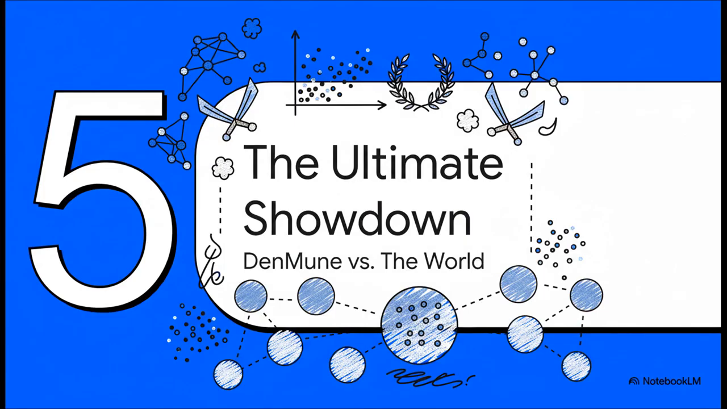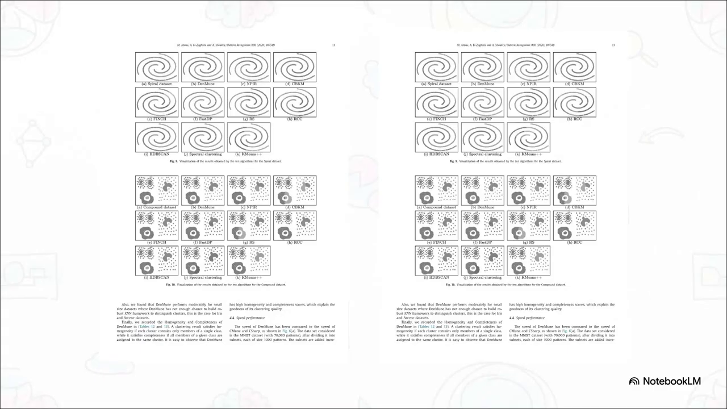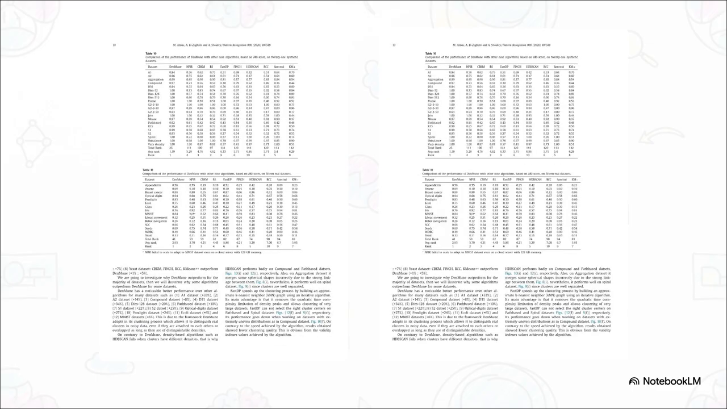So that's the elegant theory behind it. But does it actually work in the real world? Well, let's find out. Let's put DenMune in a head-to-head showdown against 9 other algorithms on some famously difficult datasets. Remember that spiral puzzle from the beginning? Okay, on the left, you see k-means plus plus just completely failing to see the pattern. But look on the right. DenMune absolutely nails it, perfectly identifying both spirals. It's a flawless victory.